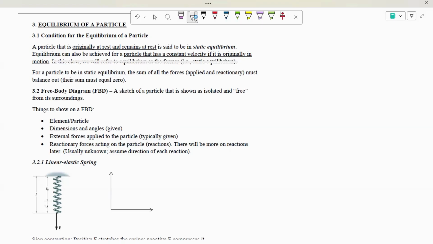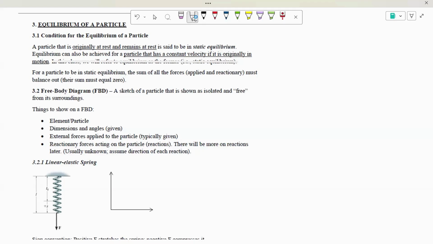So the next thing that we're going to talk about is a free body diagram, also abbreviated as an FBD, which is basically just a sketch of a particle that is shown as isolated and free from its surroundings. A free body diagram is for us to be able to mostly just look at the important parts.